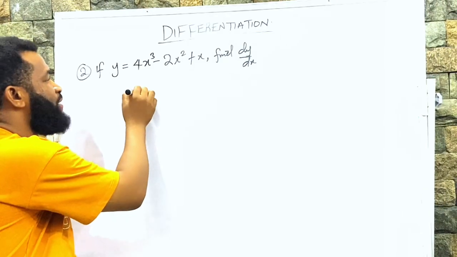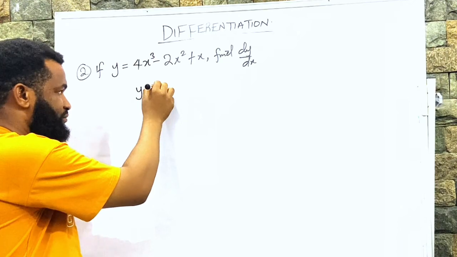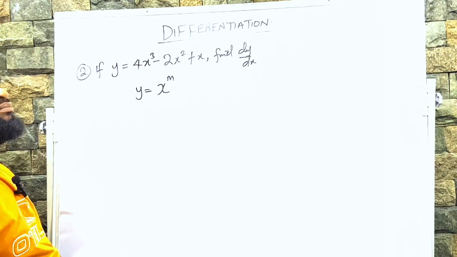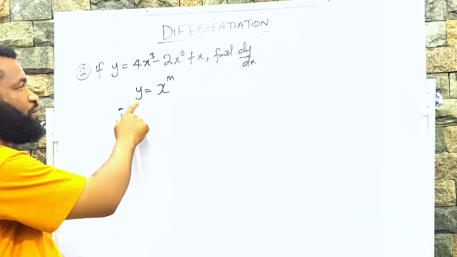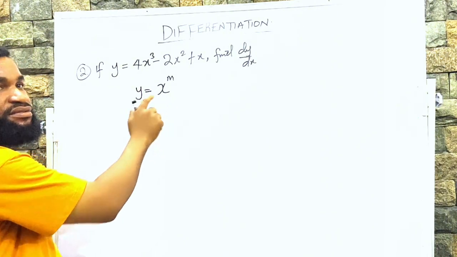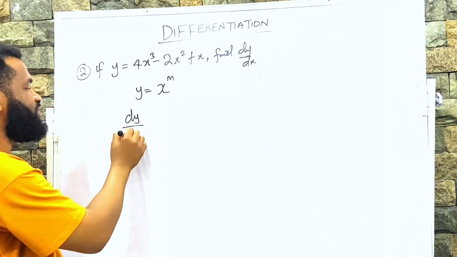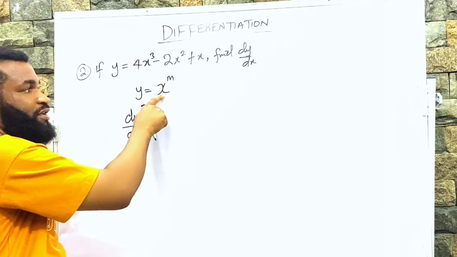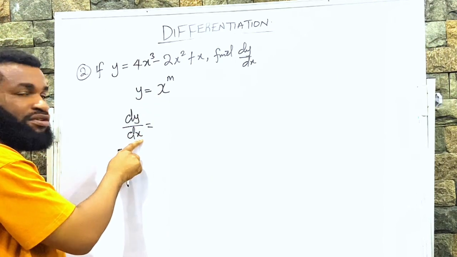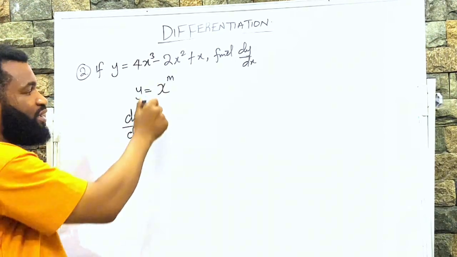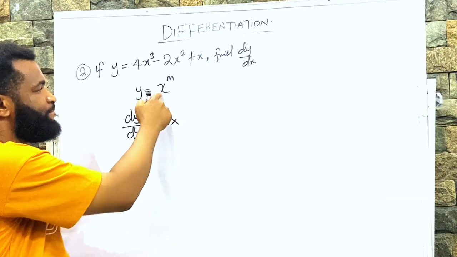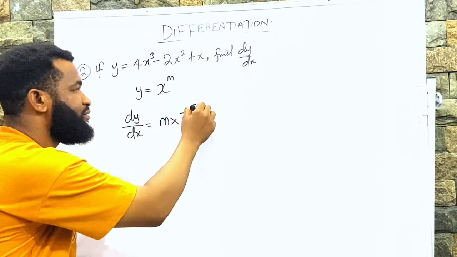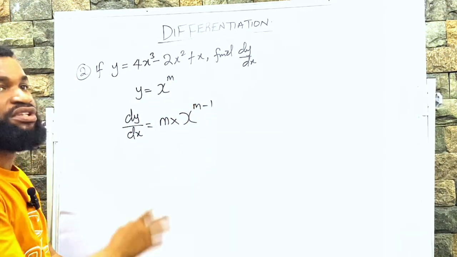Remember, if you have y equal to x raised to power, let's say m, and you are differentiating y with respect to x, so you are asked to find dy/dx, the target should be the power of x. What do you do with that? You use m to multiply the x itself, while the power we reduce by 1. That is the principle. We call this the formula method.